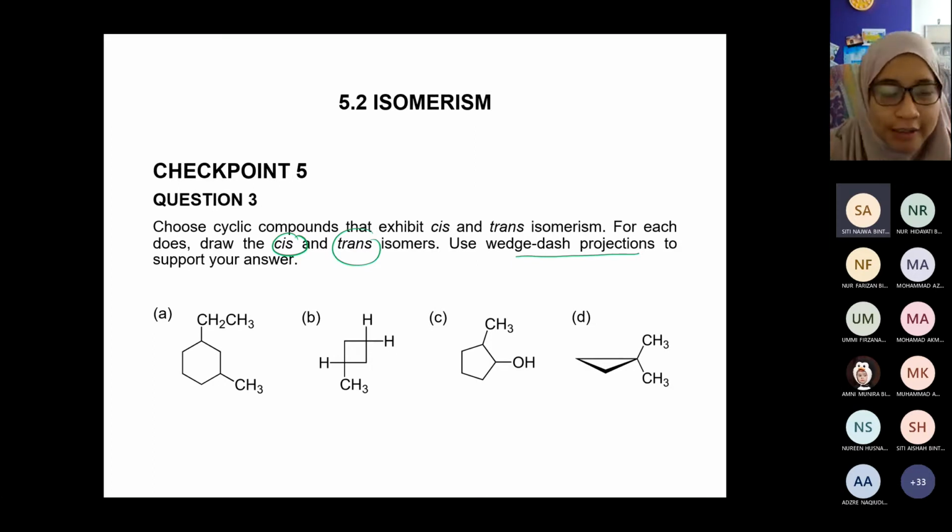Okay. Alright. So for cyclic, basically dia punya rule sama. It's just that for cyclic compound, the C double bond C is not applicable. Kan? It's not applicable. For cyclic, we don't have double bond. So the rule number 1 is not applicable. Okay, it's the rule number 2 is still applicable. Okay, so focus on the carbon. Okay, so this is a carbon that holds a different group.